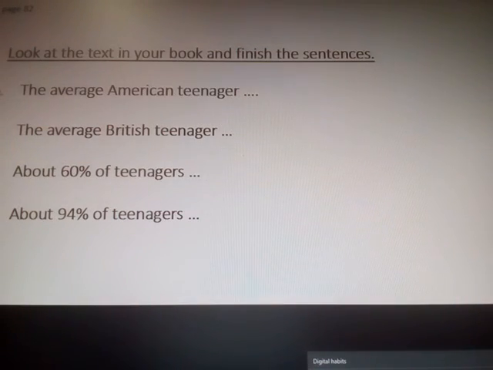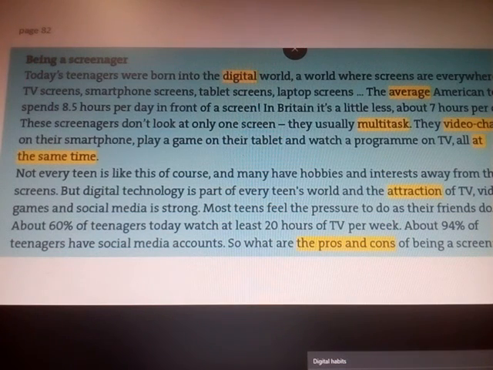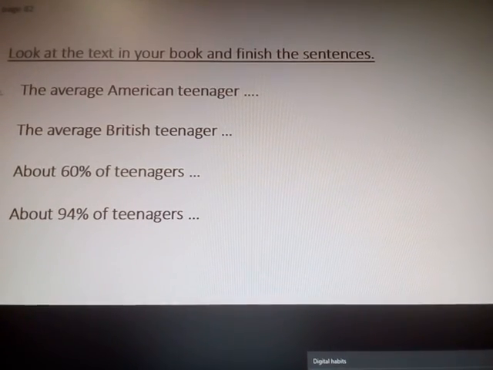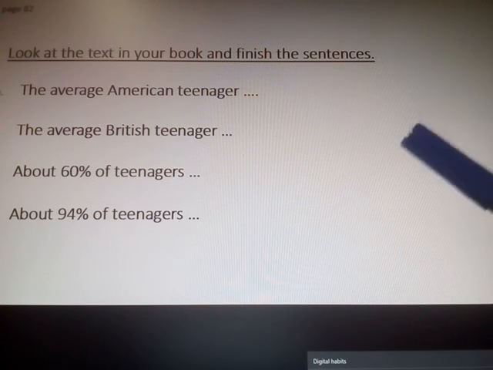What do I want you to do? I want you to have a look at the text, so you can either go back and read it on the screen online, or you open your books on page 82, and I want you to finish the sentences. Make sure that the sentences are grammatically correct.